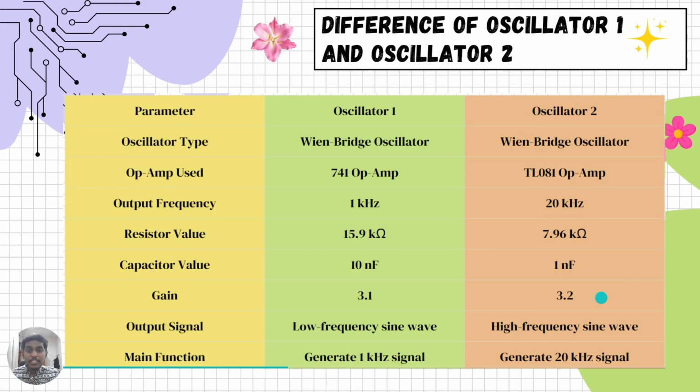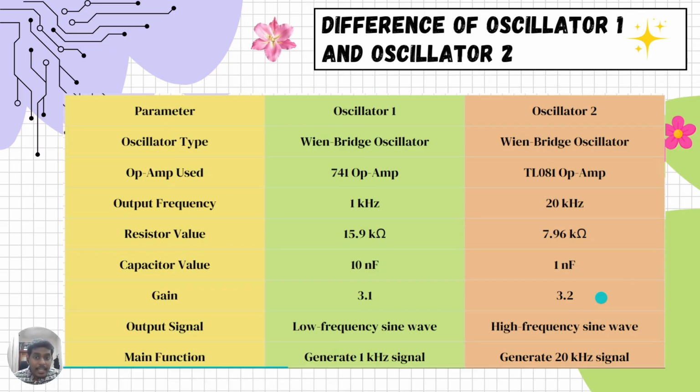So as we know, for the oscillator type, the output frequency for the first we get 1 kilohertz. For the second we get 2 kilohertz. Okay, this is the difference. As we know, both circuits are Wien bridge oscillators, which are RC oscillators that generate a sinusoidal waveform using resistors and capacitors. They do not use inductors, so they are not LC oscillators.